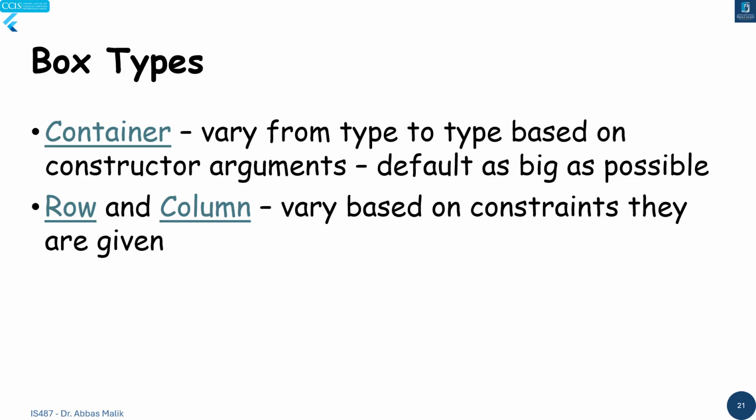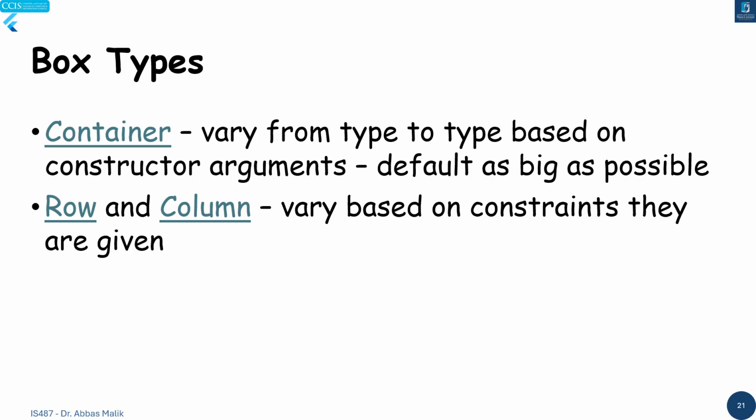And then by default, a container also tries to be as big as possible, but that is not always the case. It depends on its parent in which that container exists. So based on that, it will try to assume the size and the position. We also have row and column, which again vary based on the constraints that they are given or depending on the parent constraints. So this is our box type.